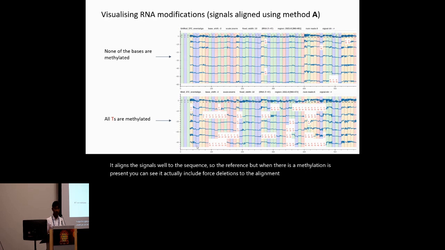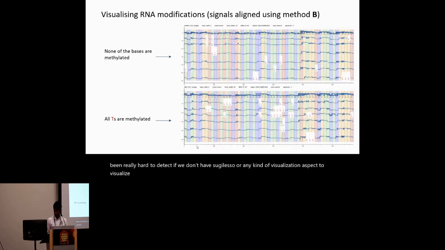This would have been really hard to detect if we didn't have Squigualiser or any kind of visualization aspect to visualize the signals. In contrast, this is method B, using the same data set, aligning the signals back to the reference for the methylated and non-methylated case. You can see method B is a robust method, which is not very sensitive to the presence of methylation. These kinds of things, I think, were possible after Squigualiser.